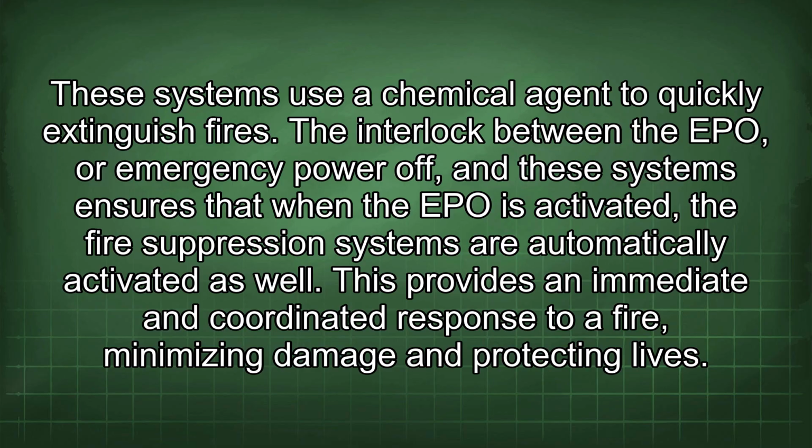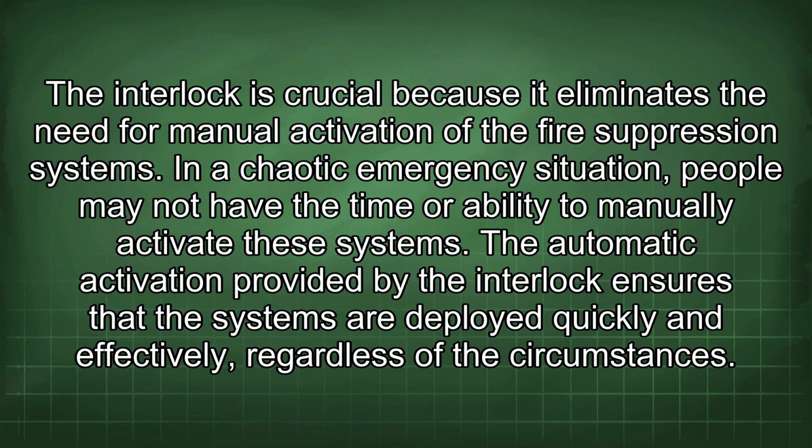The interlock between the EPO, or emergency power off, and these systems ensures that when the EPO is activated, the fire suppression systems are automatically activated as well. This provides an immediate and coordinated response to a fire, minimizing damage and protecting lives. The interlock is crucial because it eliminates the need for manual activation of the fire suppression systems. In a chaotic emergency situation, people may not have the time or ability to manually activate these systems. The automatic activation provided by the interlock ensures that the systems are deployed quickly and effectively, regardless of the circumstances.